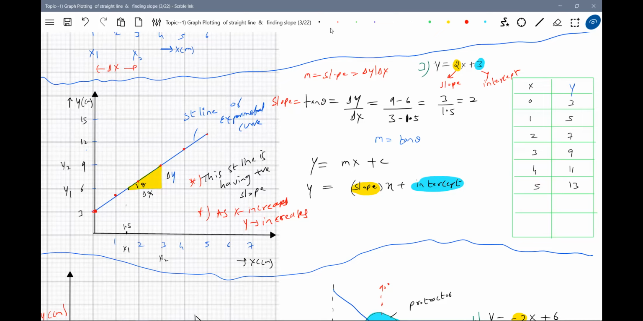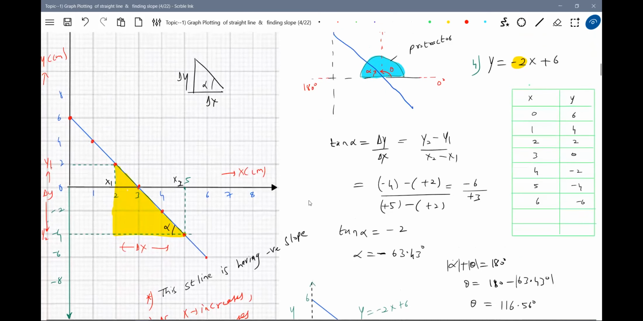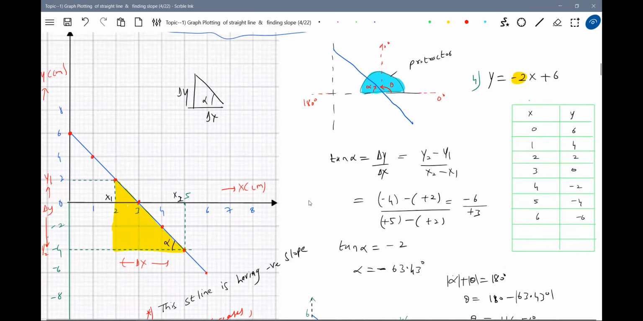And then similarly, we'll take the next one. I'm bringing the equation y equal to minus 2x plus 3. Let's not get scared looking at it. I'll explain everything one by one in order. So in this equation, y equal to minus 2x plus 3, first we'll choose the values of x: 0, 1, 2, 3, 4, 5, 6. The corresponding values of y are what I'm getting.